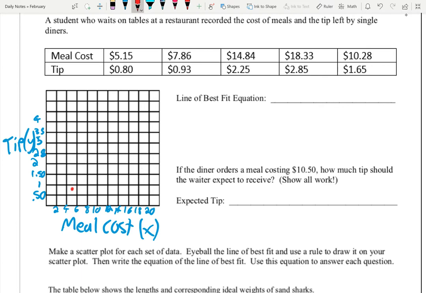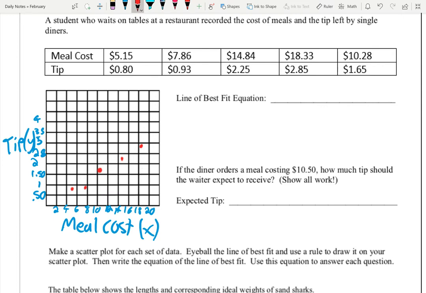$7.86, which is about $8, and then 93 cents. So that'd be about here. $14.84 and $2.25 would be about there. $18.33, so a little past 18, and $2.85, just under 3, would be about here. And then $10.28, so a little past 10, and then $1.65, a little past $1.50, would be about there. So those are those points, roughly.